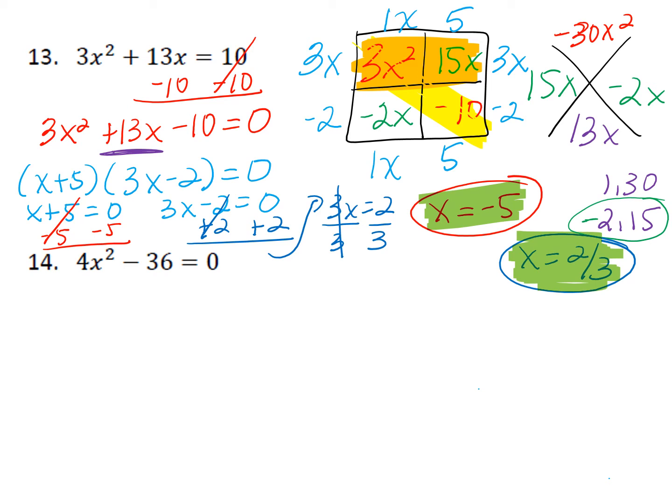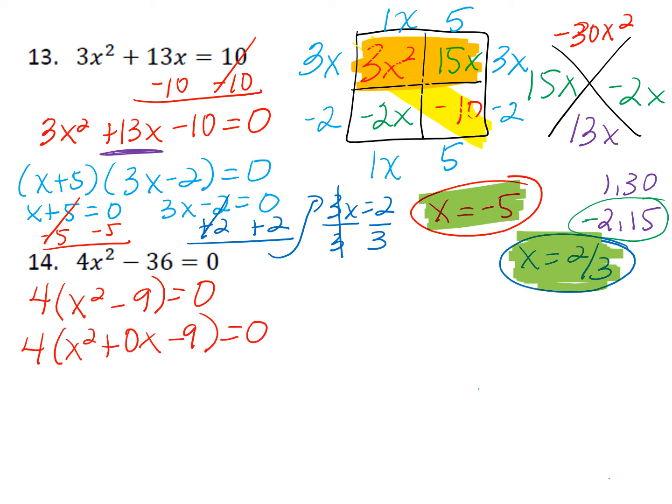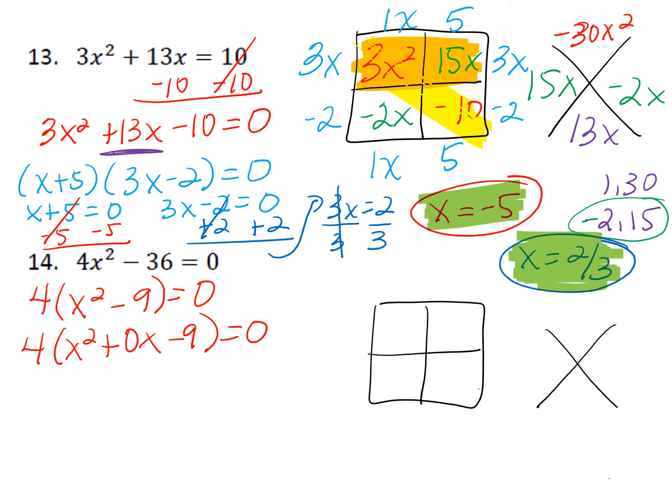So now if we look at number 14, again, we're still solving by factoring. Again, check for a GCF. It's already set equal to 0, so we're good with that. Both of these terms are divisible by 4. So we can factor out a 4. So we get x squared minus 9. And then we can put that 0x in there to hold our place. Come over and draw my block. And my x.